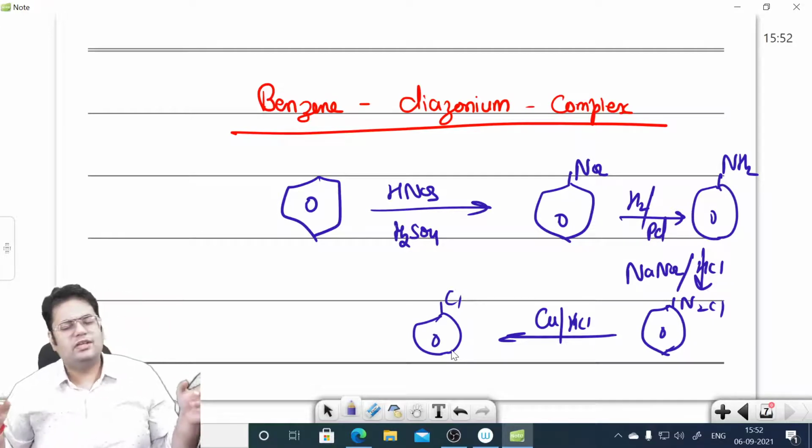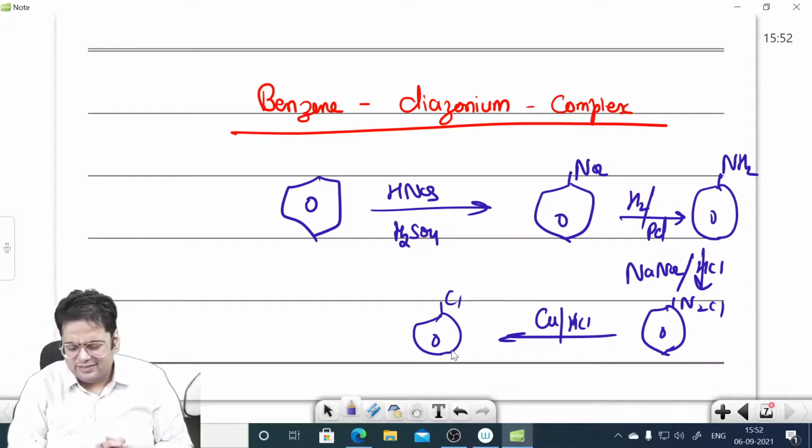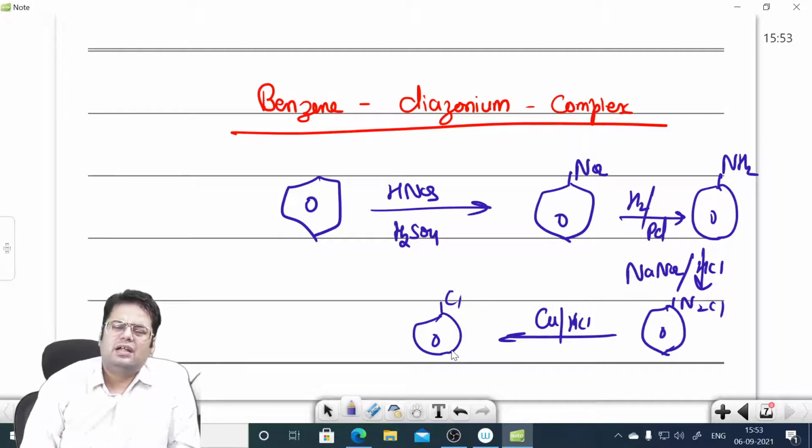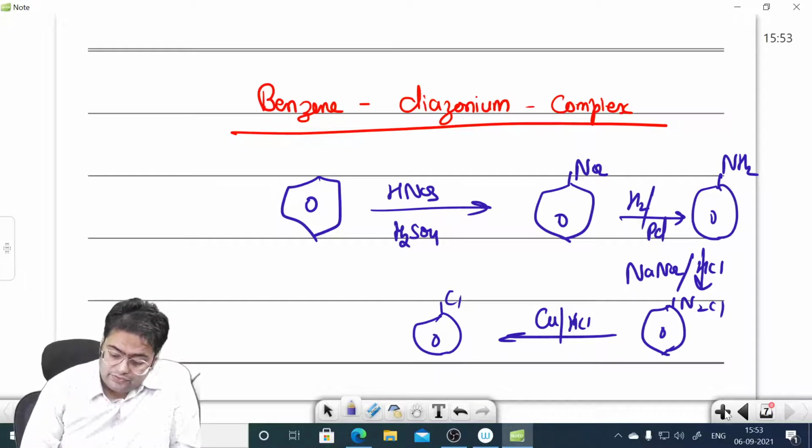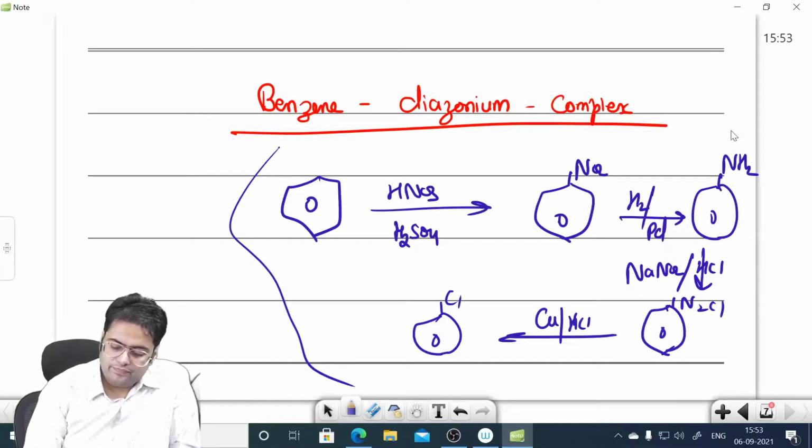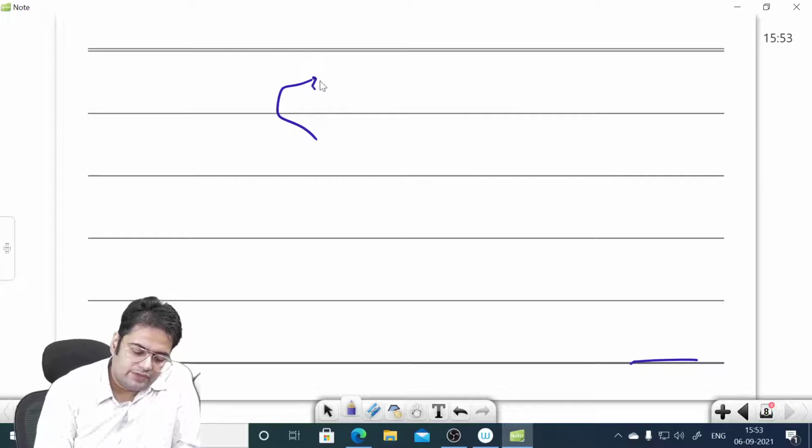Yes, sir, we know this. Forget it. What about knowing these things? Even Google and Alexa can guide me that this reaction can be done like this. The challenge is, okay, for your board exam, this much is enough. And once you get this N2Cl, this is known as benzene diazonium chloride.